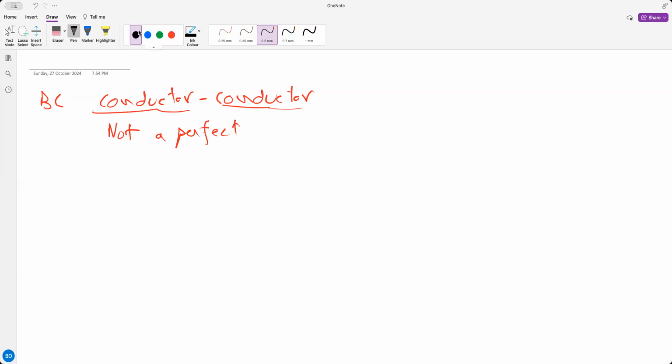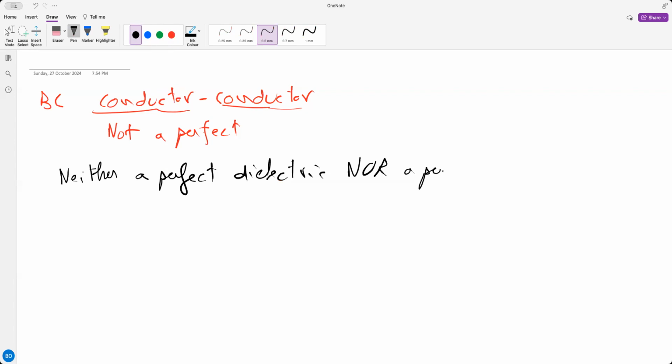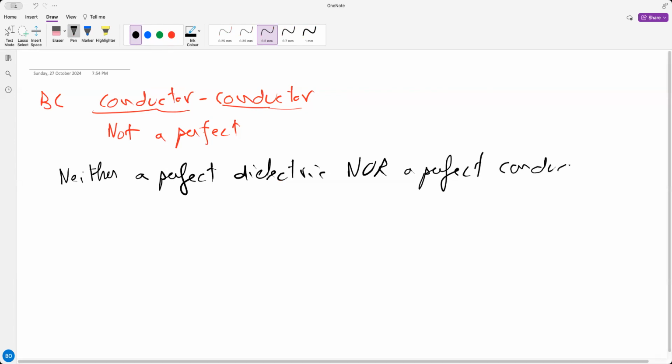So here we are talking about, in fact, a general case when we have a poor conductor, not a perfect conductor. So neither a perfect dielectric nor a perfect conductor. But still, this one is not a perfect dielectric, and this one is not a perfect conductor.